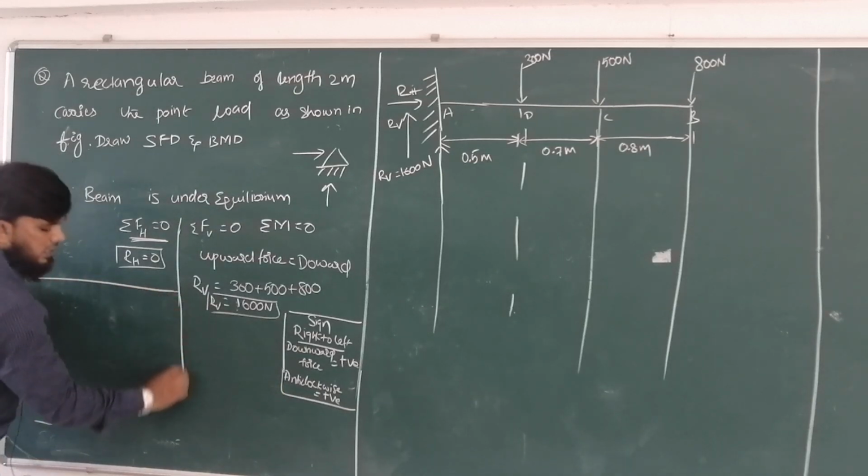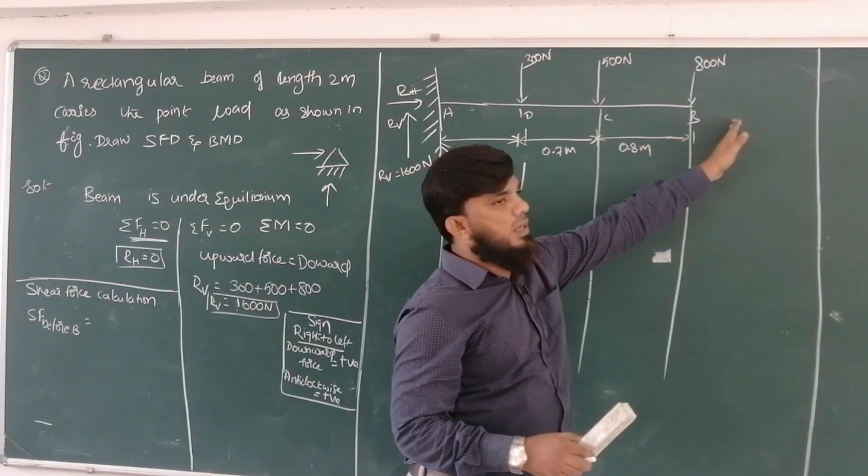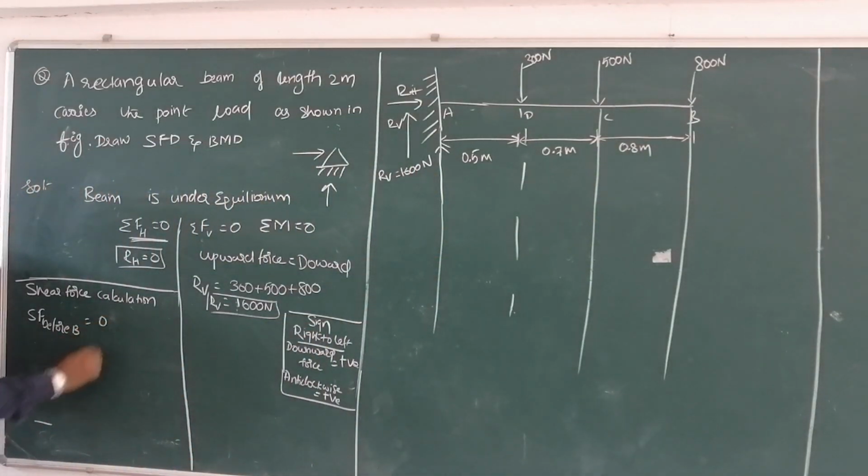After this, we will do the shear force calculation. When doing the shear force calculation, we should start from the right corner, beyond B. The first point on the right extreme is point B. So, shear force before B. Before B means just beyond B. We don't have any force before B. That's why the shear force before B will be equal to 0.